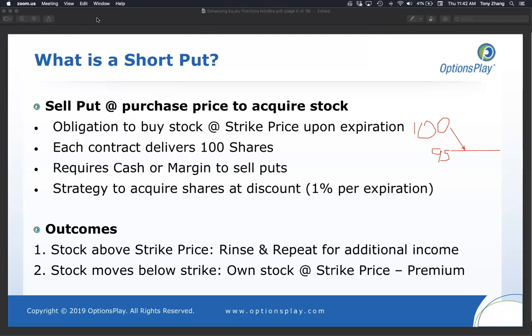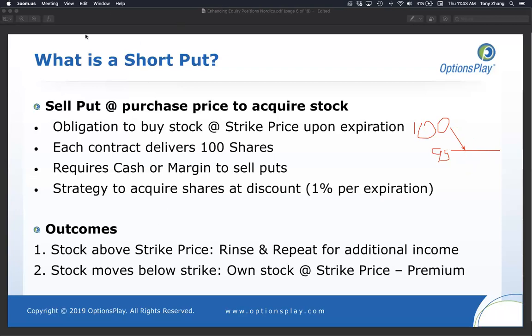And what happens? The stock can do two things. It can either shoot up or stay above 95. That's one possibility. The second possibility is it goes below 95, right? So as a limit order, you are aware that if it stays above 95, you don't own the stock. If it goes below 95, now you own the stock at 95. So when you sell a put, it's very similar outcomes to those two.